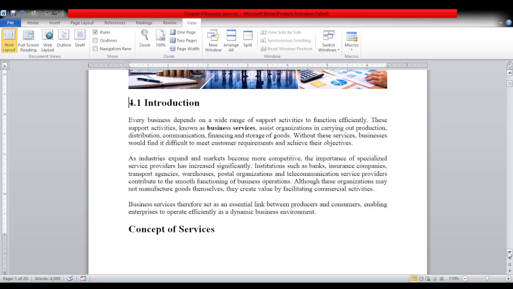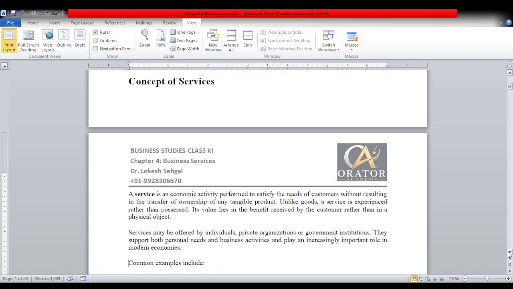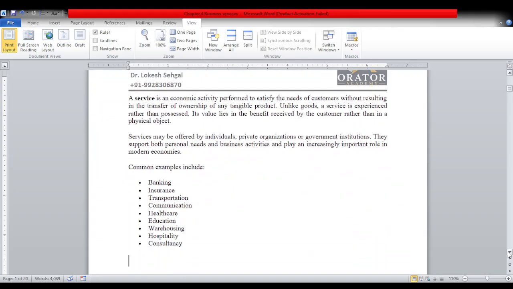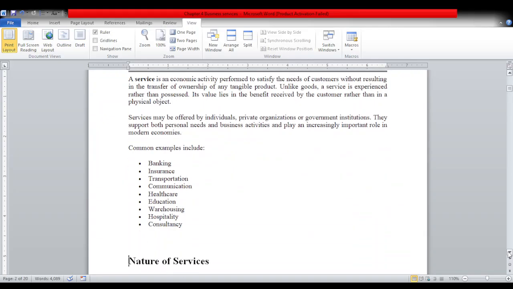So what is the concept of services? Let's understand this particular point. A service is an economic activity performed to satisfy the need of the customer without resulting in the transfer of ownership of any specific tangible product.